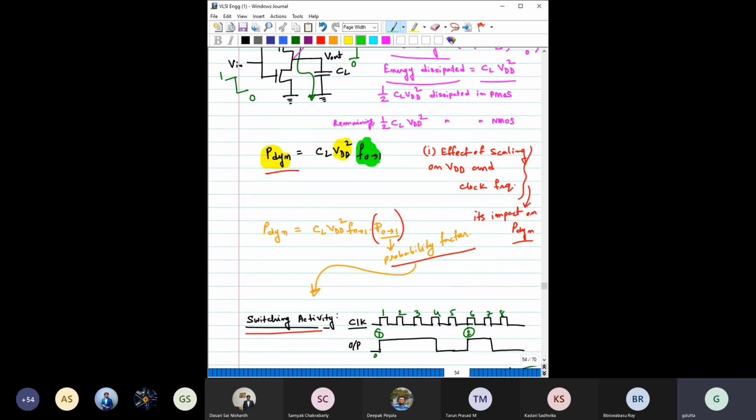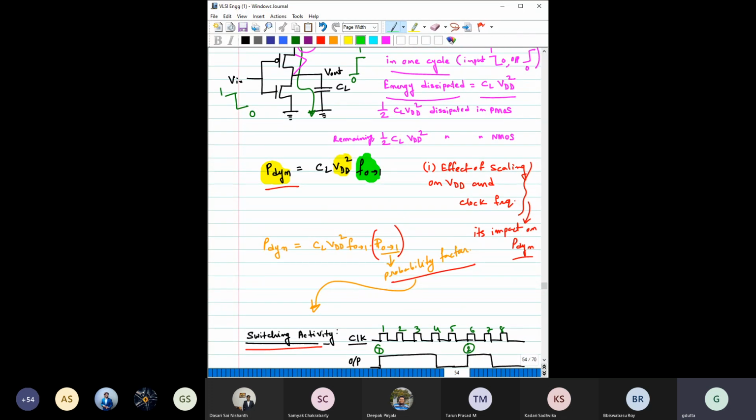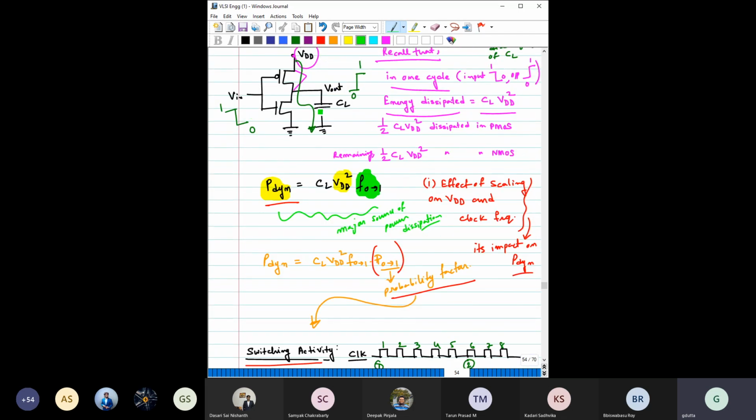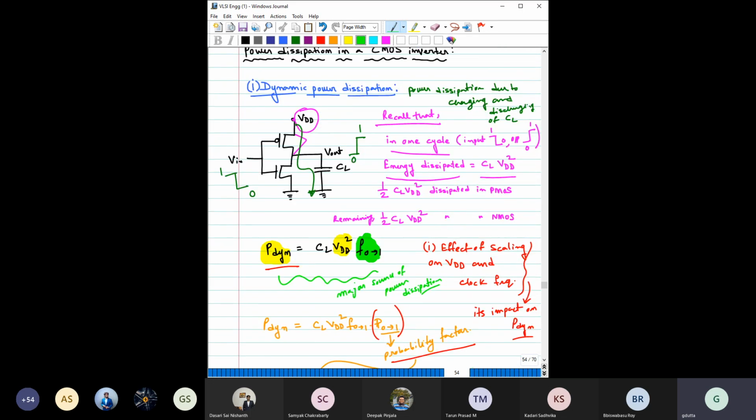Remember, this is the dynamic power dissipation, and this is the primary type of power dissipation. In a modern IC, this is the major source of power dissipation compared to the other two types. It only happens when the output is changing. If the output is not changing, there is no dynamic power dissipation.